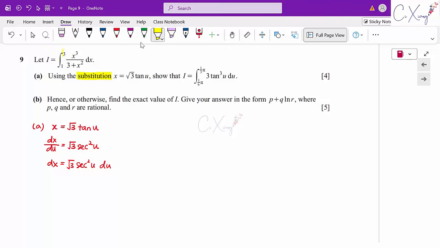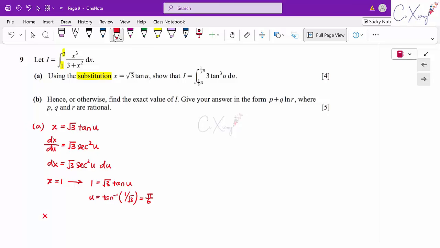Besides the general substitution, you also need to consider the limits. We have x equals 1 and x equals 3, so let's change the limits. When x equals 1, what happens to your u? 1 equals sec 3 tangent u, therefore u will be tangent inverse of 1 over sec 3. We need to put it in radian form, which is a value of 30 degrees. 30 degrees means pi over 6, so we put it in radian form as pi over 6.